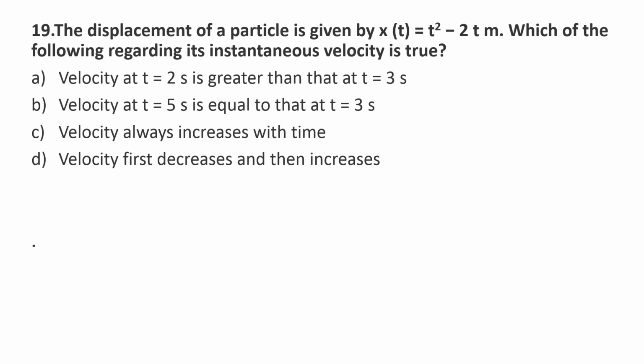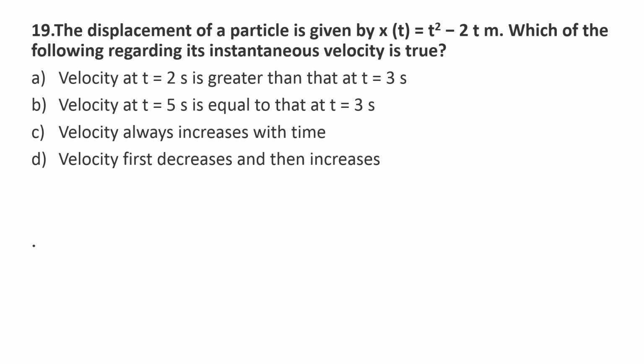So which of the following options regarding its instantaneous velocity is true? Here first you need to find instantaneous velocity for different times. For the calculation of instantaneous velocity, you have to use the formula dx by dt, instantaneous velocity which is equal to dx by dt.